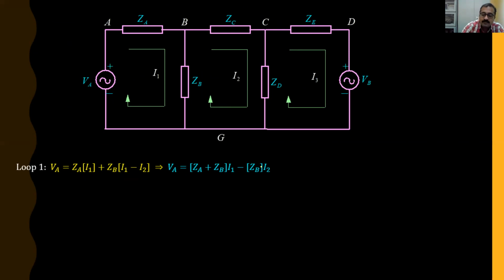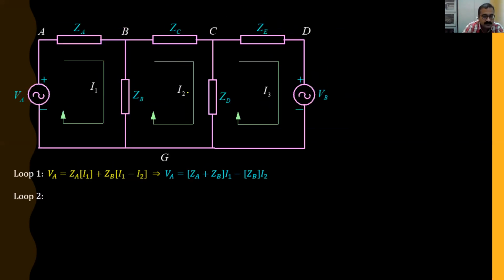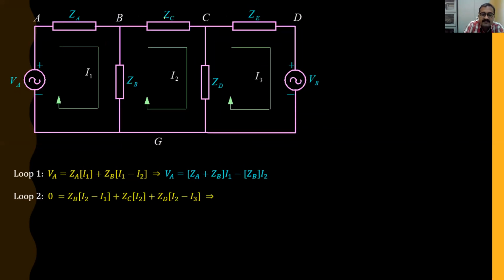Now coming to the second loop. There are no voltage sources here, so the question of a potential rise is ruled out. 0 equals the drop in ZC, which is I2 into ZC, plus the drop in ZD, which is ZD into (I2 minus I3), plus the drop in ZB. What will be the drop in ZB? ZB into (I2 minus I1). If you club the I1, I2, I3 terms together, you will get it like this.